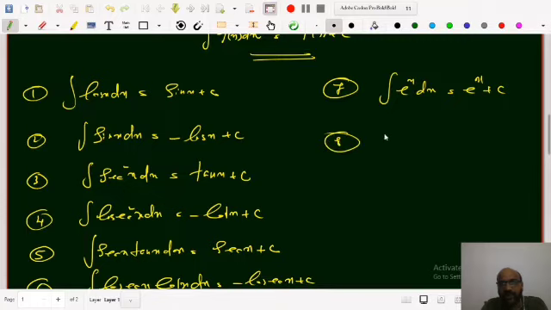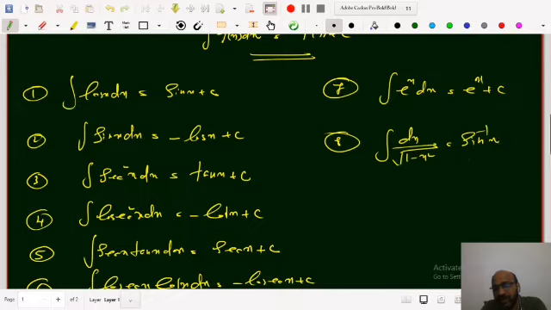Now, the eighth one. Integration of dx by root of 1 minus x square. What is the derivative of 1 by root of 1 minus x square? That is one standard result. Derivative of sin inverse of x is equal to 1 by root of 1 minus x square. Therefore, integration of 1 by root of 1 minus x square equals sin inverse of x.